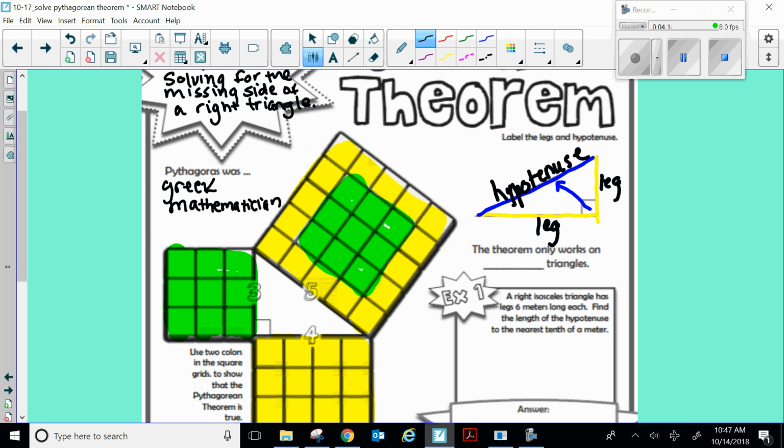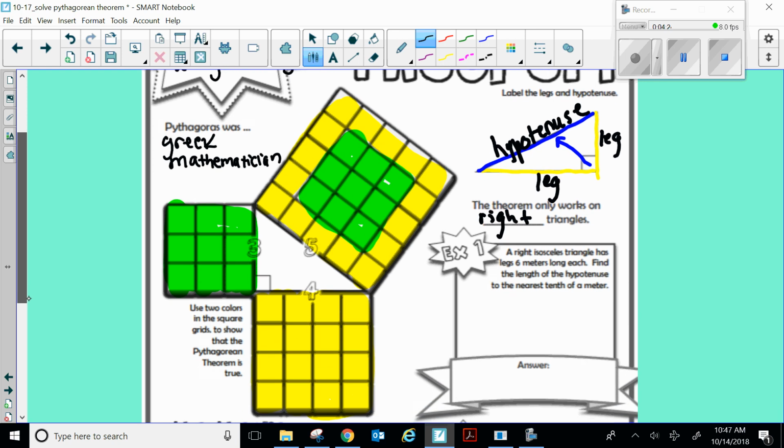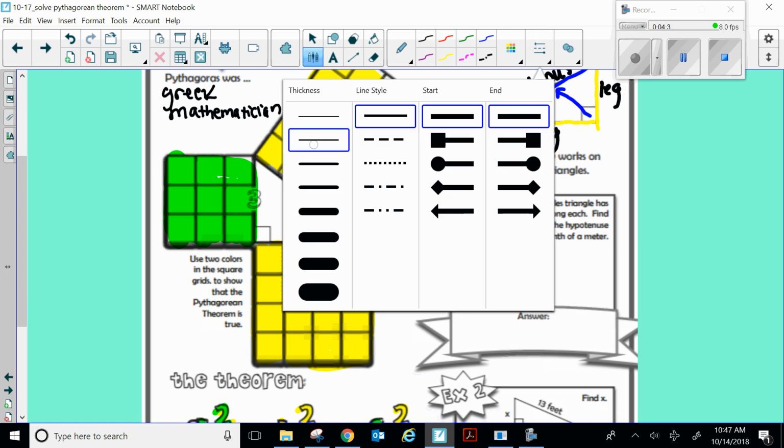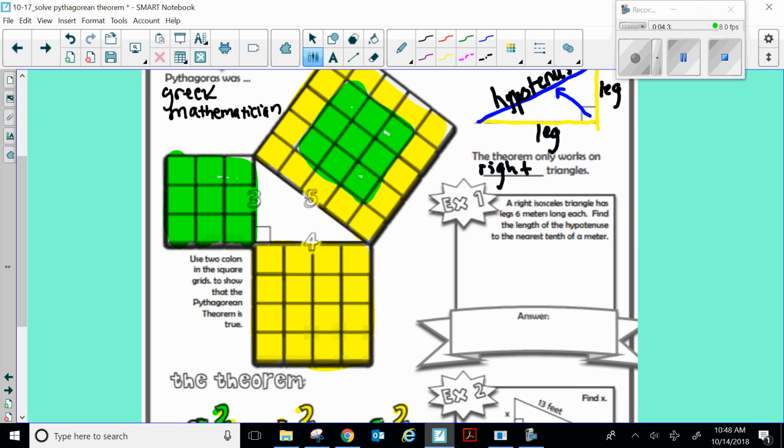The theorem only works on right triangles. It will not work on any other triangles. So let's look at some examples. A right isosceles triangle has legs of 6 meters long each. Find the length of the hypotenuse to the nearest tenth of a meter.